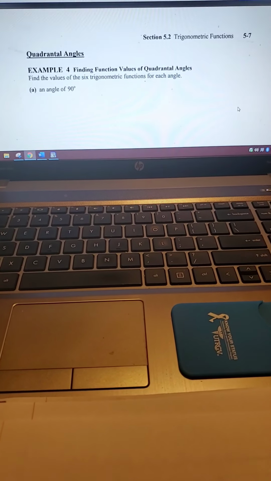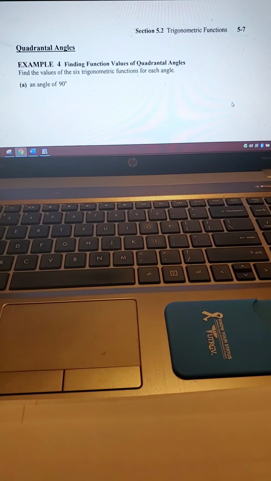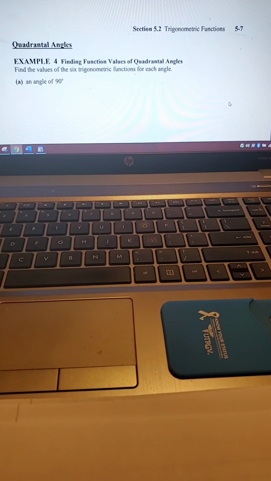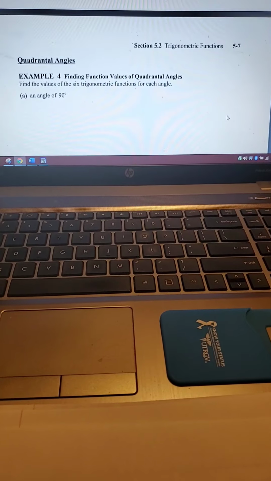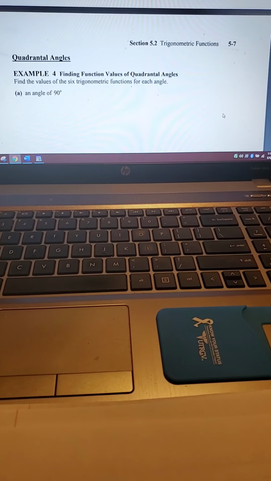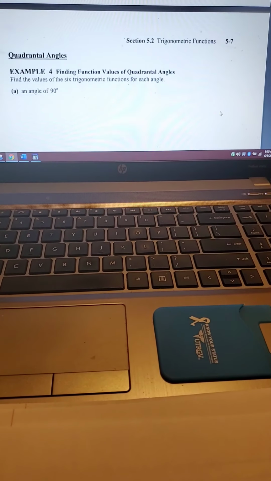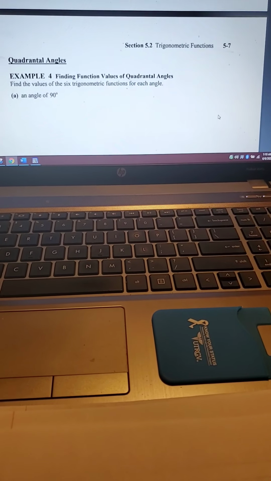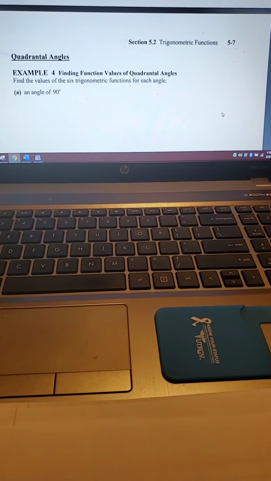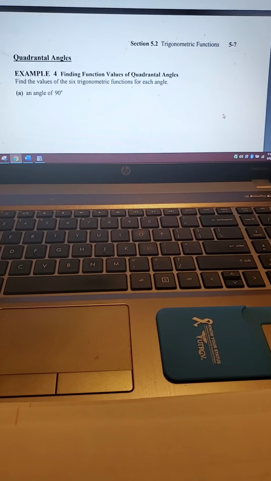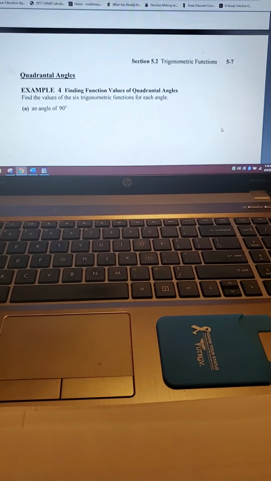Section 5.2, trigonometric functions. So you're going to find the trigonometric function values of quadrantal angles. And example 4, this is from the chapter 5 homework PDF file, the one with 27 pages. Okay, this is example 4. You need to find the 6 trigonometric function values for angle 90 degrees.